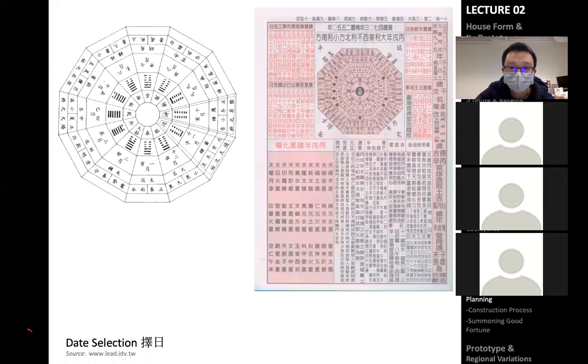And also using the eight diagrams, 八卦, to select a good date of construction. So always in Chinese traditional construction, the construction itself is always mingled with these kinds of auspicious folk beliefs.